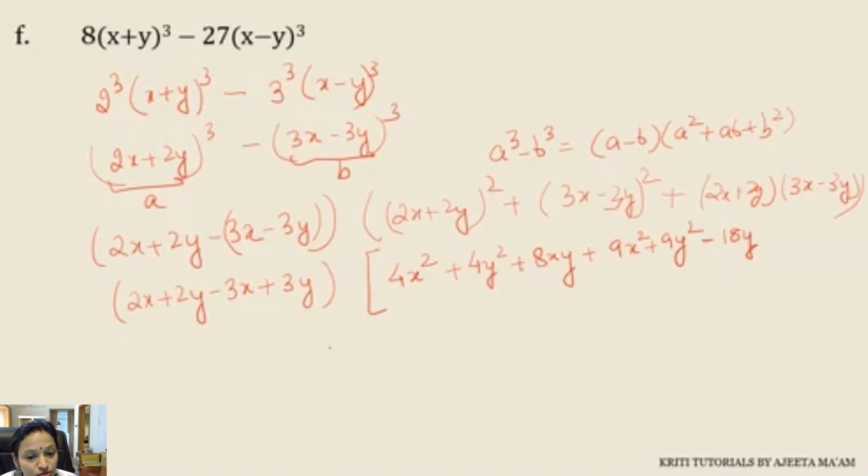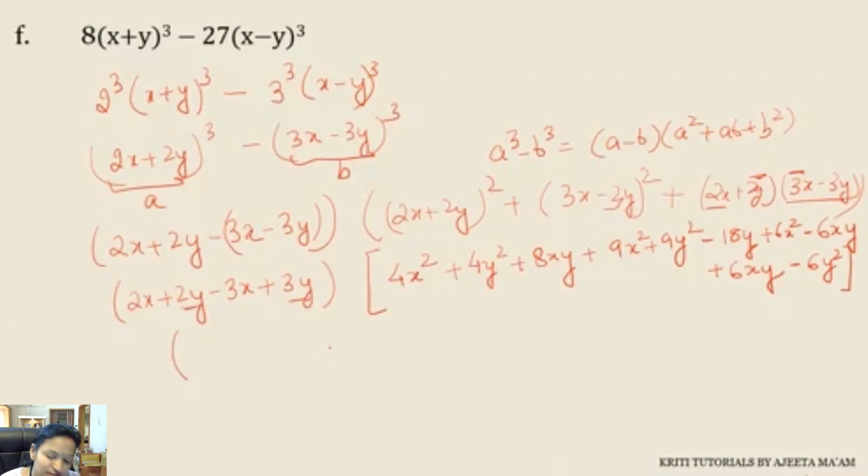And for the next two terms, we have to use simple multiplication as no identity can be applied there. So what are we going to multiply? 2x with the entire term. So what will you get? 6x square. 2x into minus 3x gives minus 6xy. Then 2y with 3x, that is 6xy. And 2y with 3y, minus 6y square. Just be careful with the plus-minus signs.